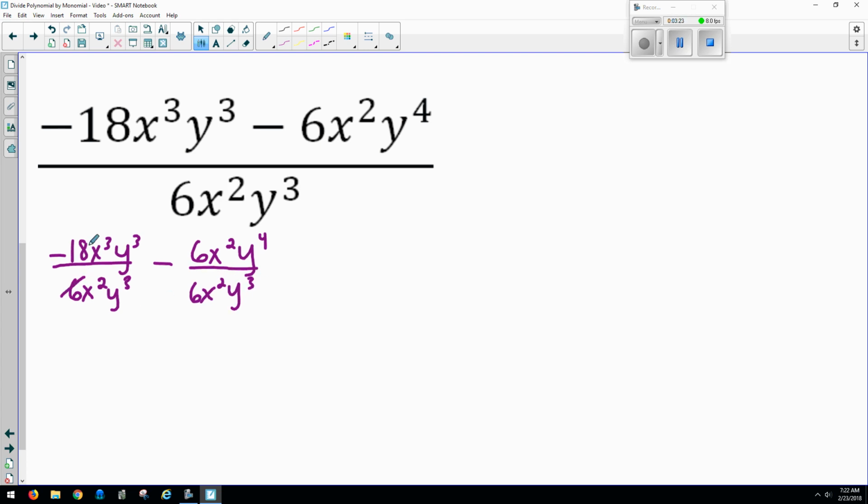So 6 divides out with negative 18. I'm left with negative 3. X squared divides out with x cubed. I'd be left with x. And y cubed divides out with itself. So I'm just left with negative 3x for the first term there. I'm going to bring down this minus. I have 6 divided out with 6. That's just 1. X squared divides out with x squared. Y cubed divides out with y to the fourth, and I would just be left with y. So for the second term here, I just have y.